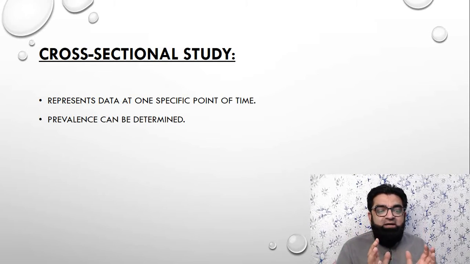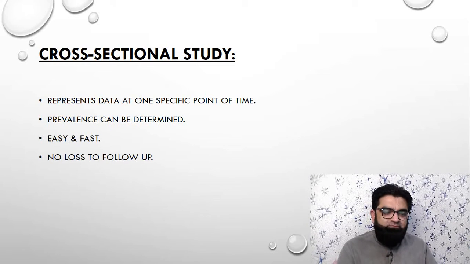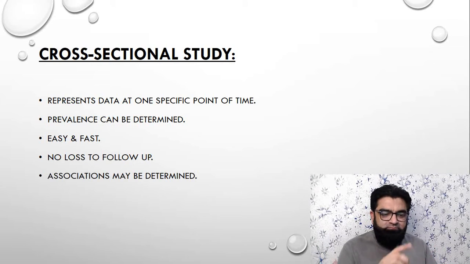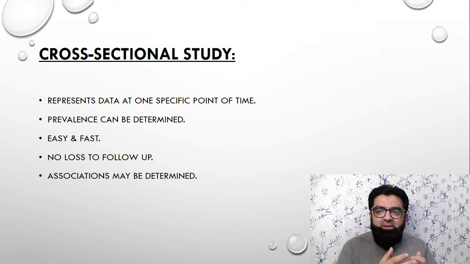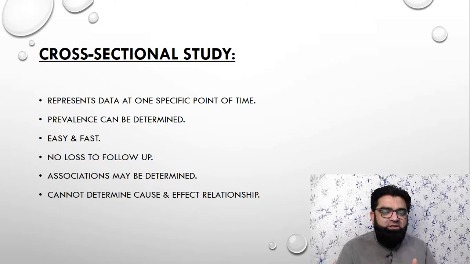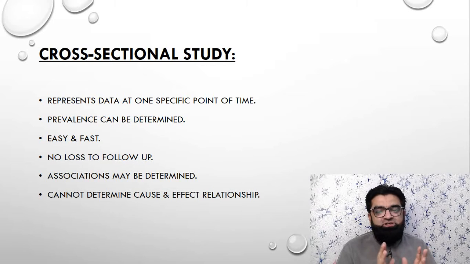Cross-sectional studies can determine the prevalence only. These are the prevalence studies only. These are easy and fast to conduct. There is no loss to follow-up. This is a one-time data. Association may be determined from the cross-sectional study, but we cannot determine cause and effect relationship with the help of cross-sectional studies.